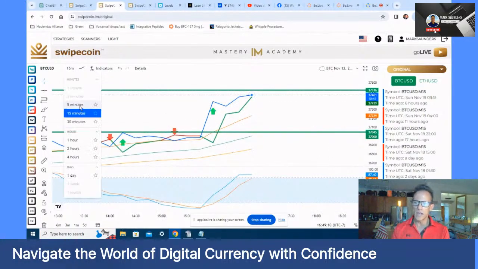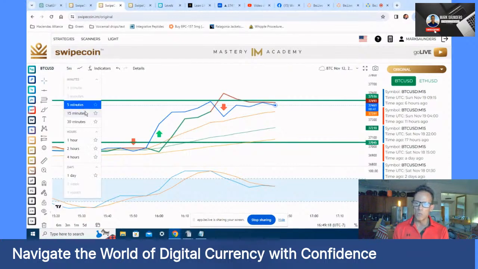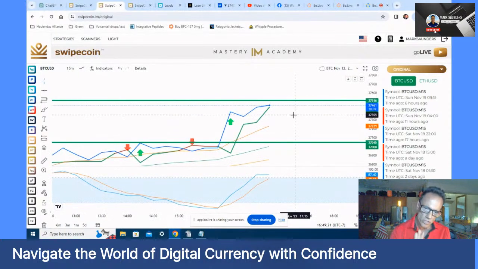But let's look at it just real quick on a 5-minute time frame. See, on the 5-minute time frame, it's pushing it down. So we have pressure, but how will it work out? Will it continue to press up? We'll see, right? We'll see.